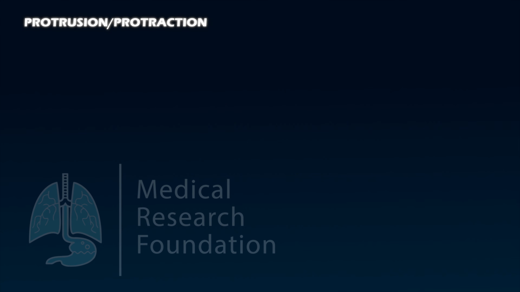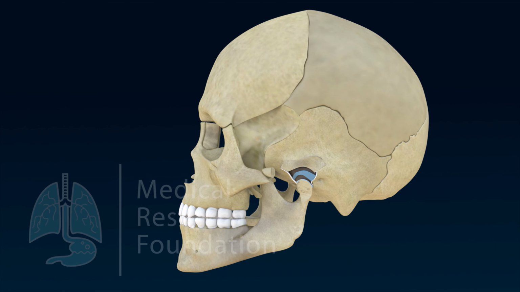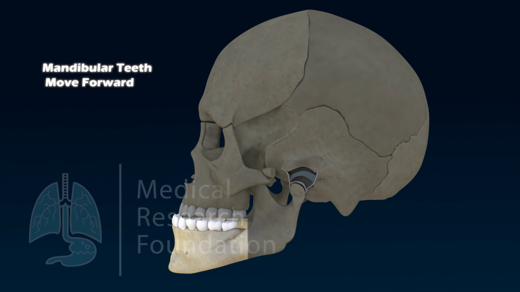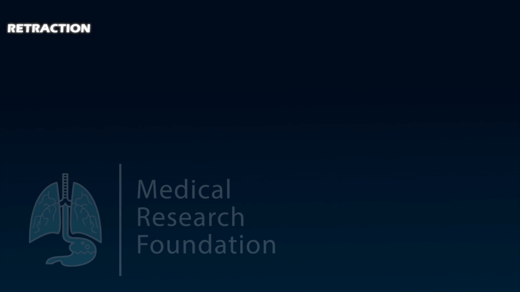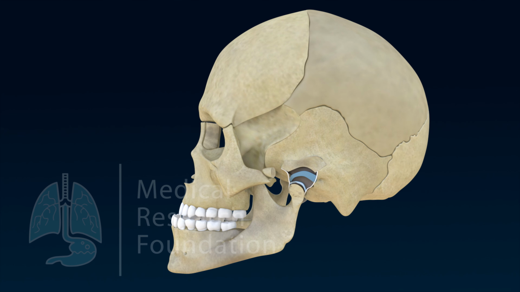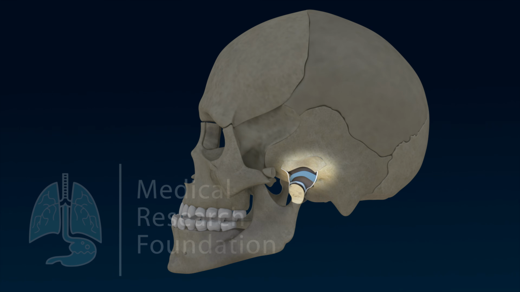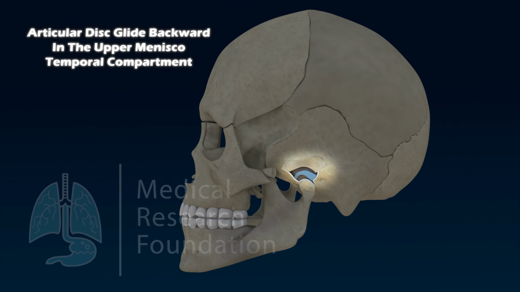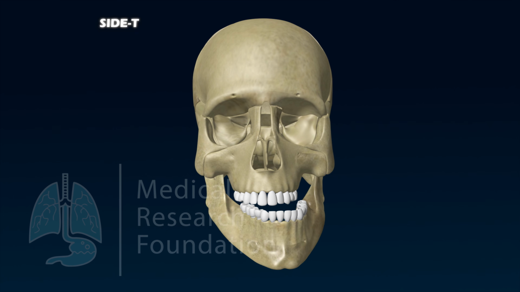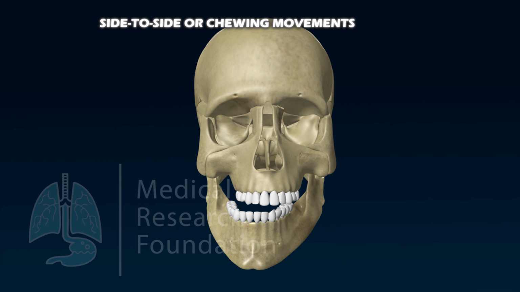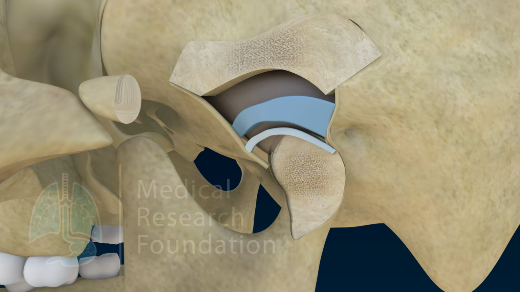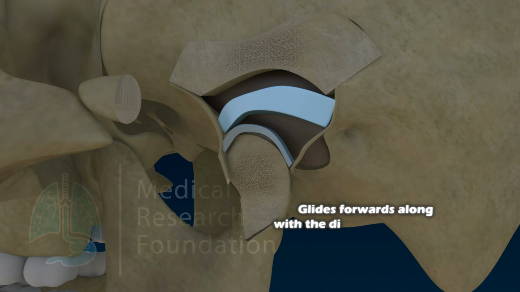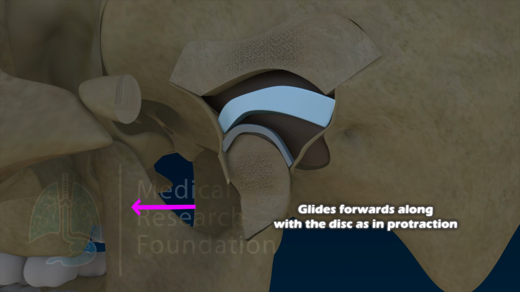Protrusion, protraction. During this movement, mandibular teeth move forward in front of maxillary teeth. Retraction. During this movement, the head of a mandible, along with articular disc, glide backward in the upper meniscotemporal compartment. Side to side or chewing movements. In chewing movements, the head of the mandible, on one side, glides forwards along with the disc as in protraction.